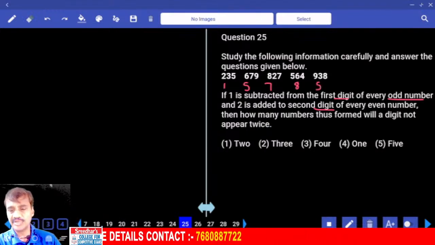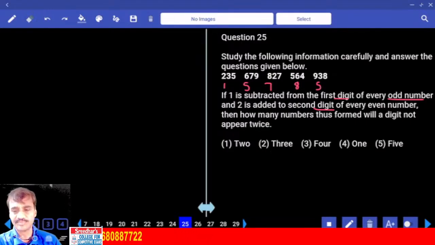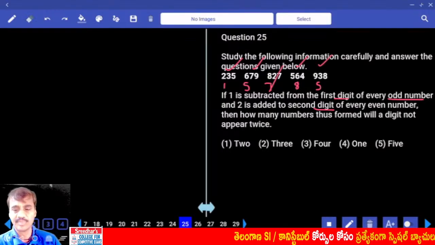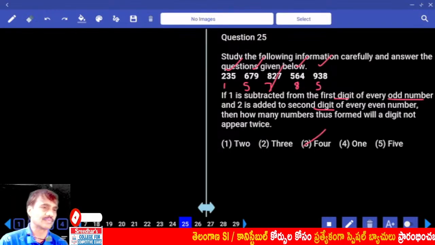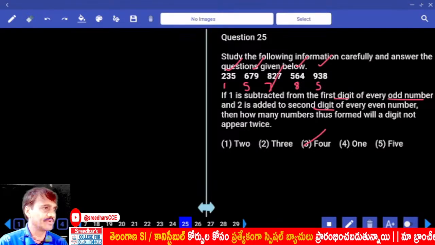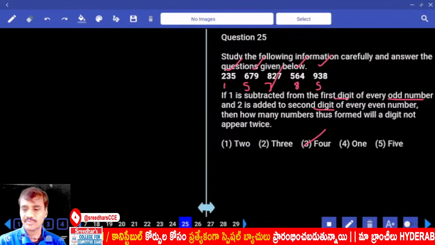Then how many numbers thus found will have a digit that does not appear twice? How many numbers have a digit that is not repeated twice? Now here 135, the digit does not appear twice. 579, not appeared twice, 7 appeared twice. 584 not appeared. 958 not appeared. Then in 4, choice 325. You know how many numbers the digits were not repeated twice? 4. So 4, choice 3.